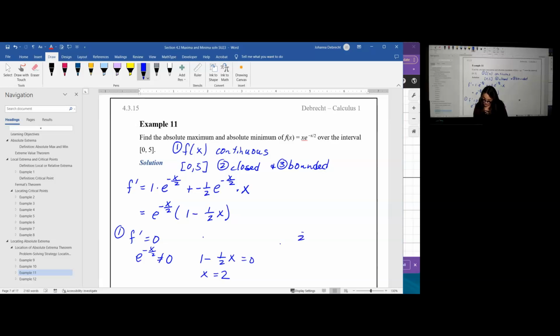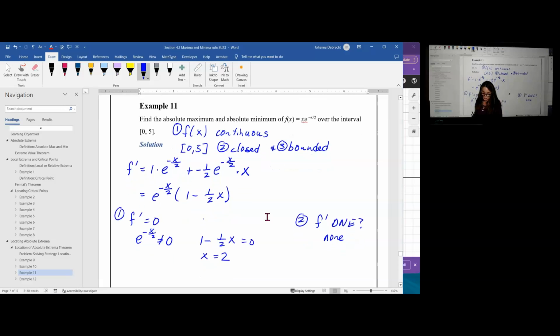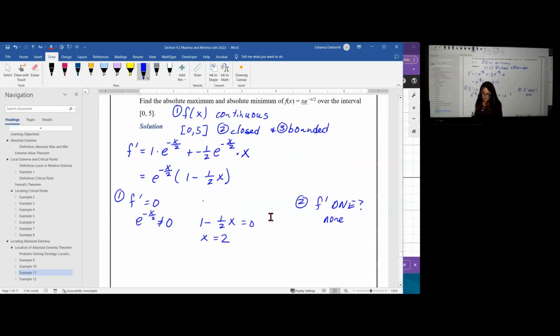Is there a point where the function is defined, but the first derivative does not exist? And the answer to this is, well, no. There are none coming from this because the derivative, like the function, is defined everywhere, and in particular over 0 to 5. Now we're ready to go ahead and substitute in our values.